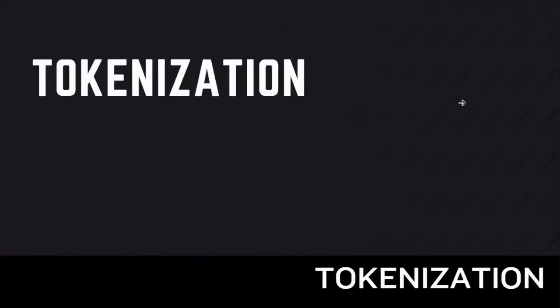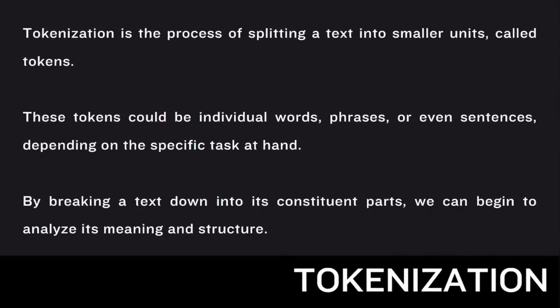So moving into the first technique, which is tokenization, one of the very basic techniques we do for our data. So what is tokenization? Tokenization is the process of splitting a text into smaller units called tokens, and we'll be doing some process to split our text into tokens. Once you have them as tokens, they could be individual words or phrases or sentences, depending on the specific task at hand, what you have or what you are planning to do. And by breaking a text down into its constituent parts, we can begin to analyze its meaning and structure.